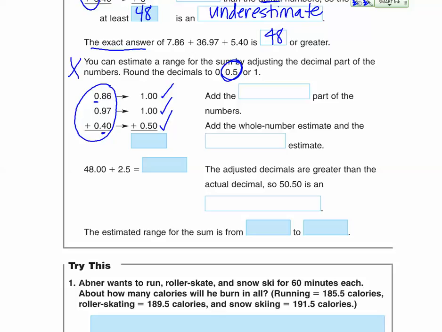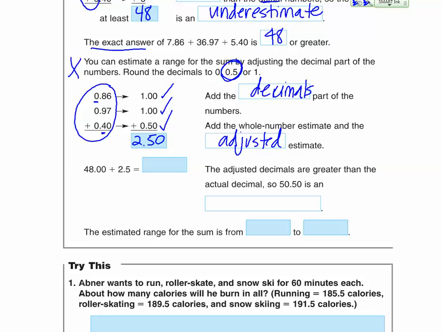So let's add these up again. These estimates now, 1 plus 1 plus a half is 2 1/2. And again, we could put a 0 here. It's the exact same thing. So what we did here is we added the decimal parts of the number. Okay. And then we're going to add the whole number estimate and the adjusted estimate together to get the highest part of our range.